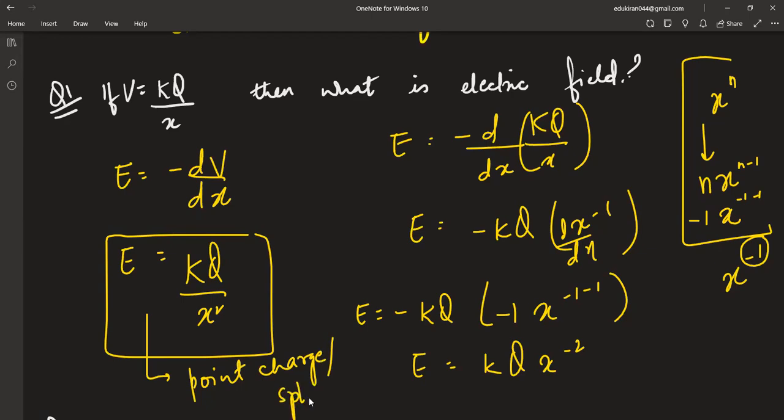So if in the derivation of electric field, it is asking to use potential, derive the formula of electric field due to a point charge or sphere, then go by this method. Note it down.